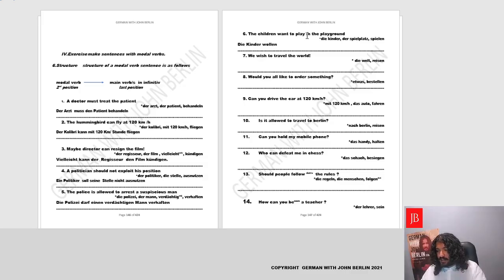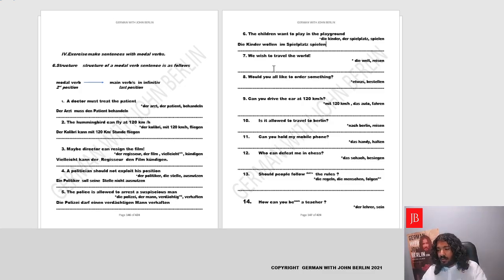So first we'll write in the playground. The verb to play will come in the end. So in the playground would be im Spielplatz. Yes. What is the verb to play? Spielen. Fantastic. Die Kinder wollen im Spielplatz spielen.